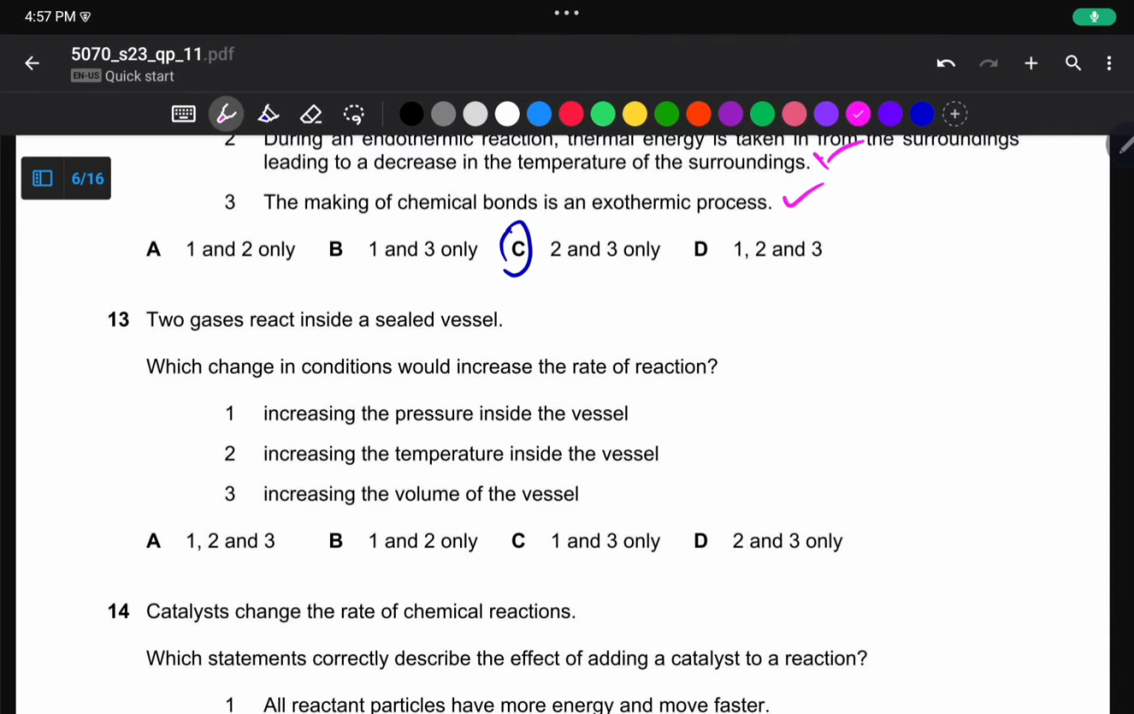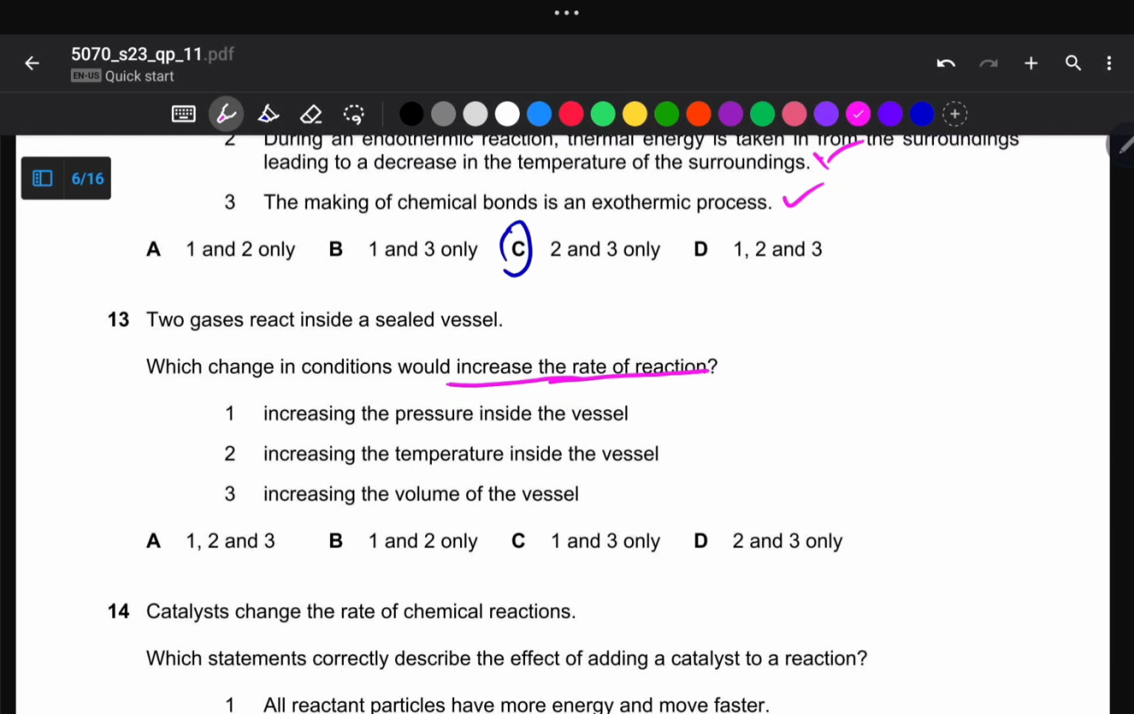So we now move on to the next question, number 13, which says two gases react inside a sealed vessel. The question says which change in condition would increase the rate of the reaction. So you need to know the Boltzmann distribution curve, which shows the kinetic theory of gases in order for them to react, right? So I will show you that.